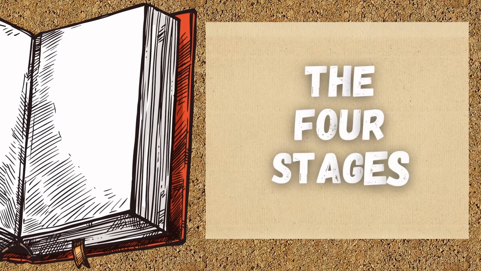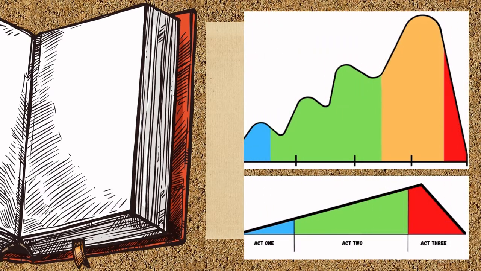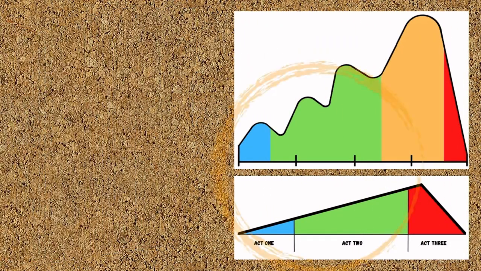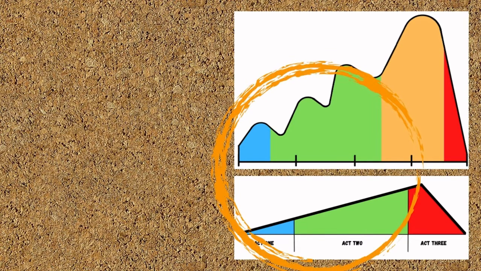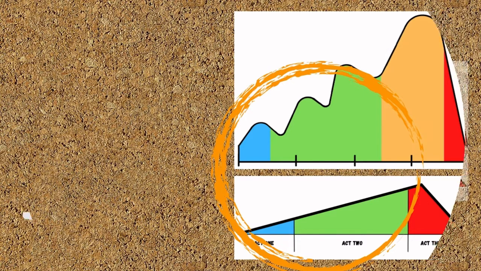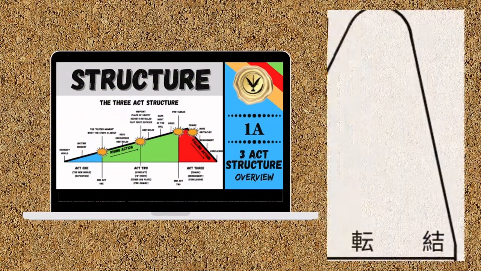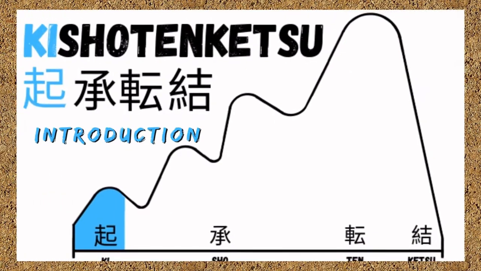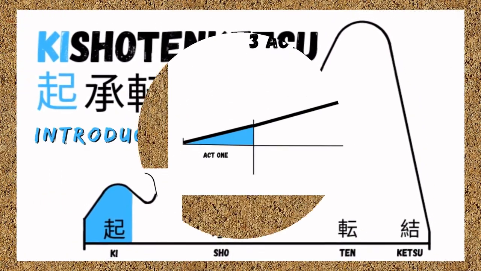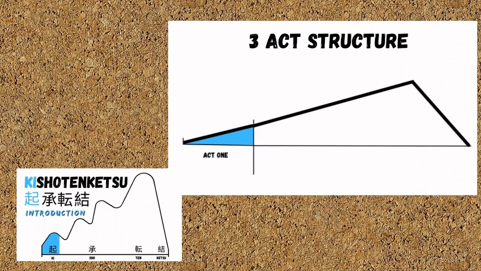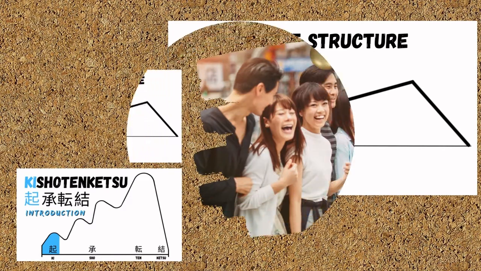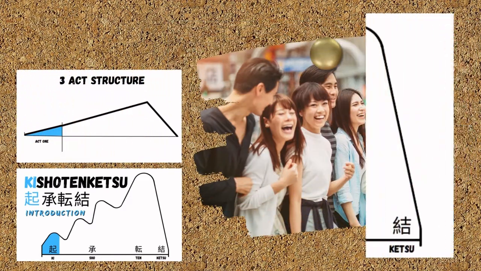There are 4 stages or acts in a Kishotenketsu story. The first 2 are almost identical to the first 2 acts in Western media, so I'll only give them a cursory glance here. You can see my other videos to learn more about the 3-act structure and some of its alternatives. Ki, the introduction. It's like the first act of a Western 3-act story circle structure. In this act, we see the hero and experience his ordinary world.